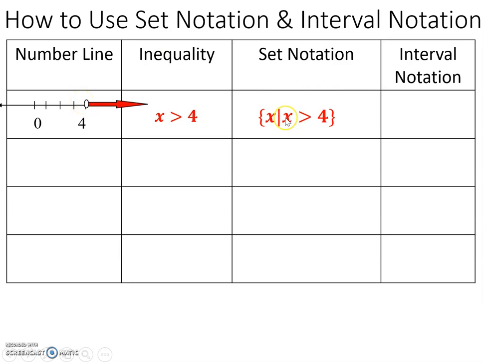The set notation looks like this. So we just have our parentheses, x for x values. We have a little bracket here, and then next to here we say x is greater than 4. For interval notation, since x is just greater than 4, it's not or equal to, we want to use our parentheses here, the non-bracketed parentheses, because it's not or equal to.